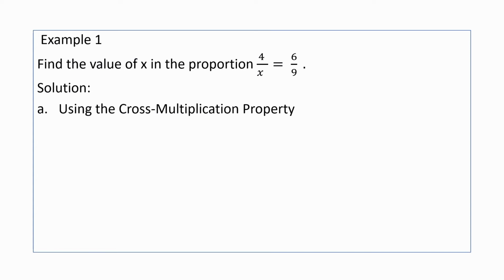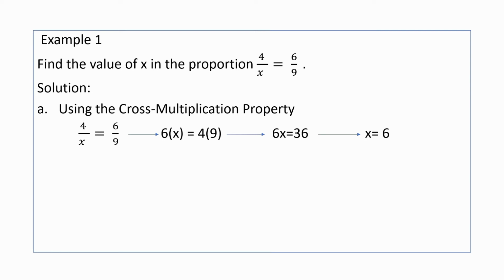First, we're going to use the cross multiplication property in solving for x. So we have 4 over x is equal to 6 over 9. Cross multiplication means that we are going to multiply x with 6 and 4 with 9. So it will go this way: 6 times x equals 4 times 9. So we have 6x is equal to 36, and divide both sides of the equation by 6. Therefore, our x is equal to 6.